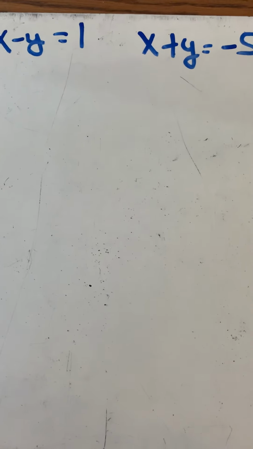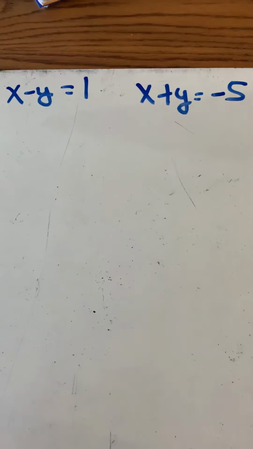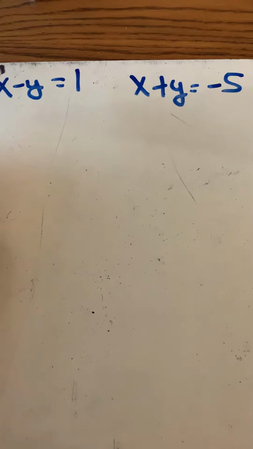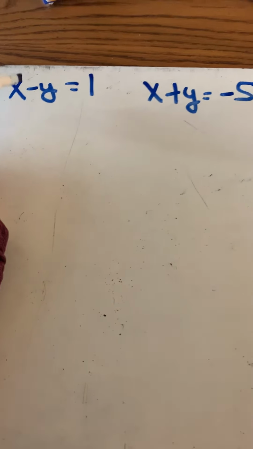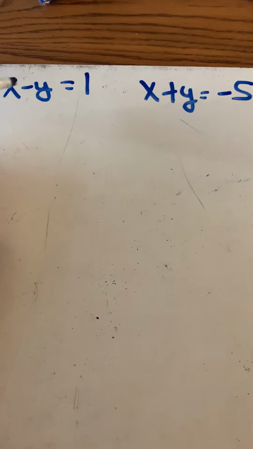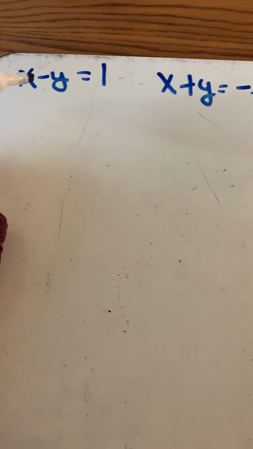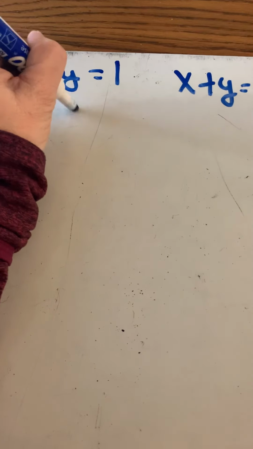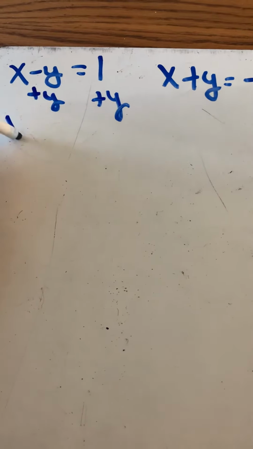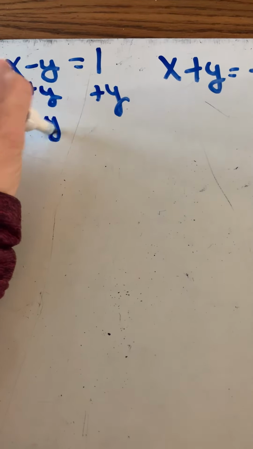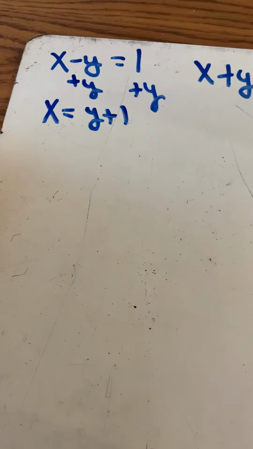Okay, I got caught up at number 5, so I want to go ahead. For some reason I got cut off, so I'm going to go ahead and finish this. You want to isolate one of these variables. None of these have coefficients, but I'm going to add the y to both sides so that I have x equals y plus 1. That way I don't have any negative variables.